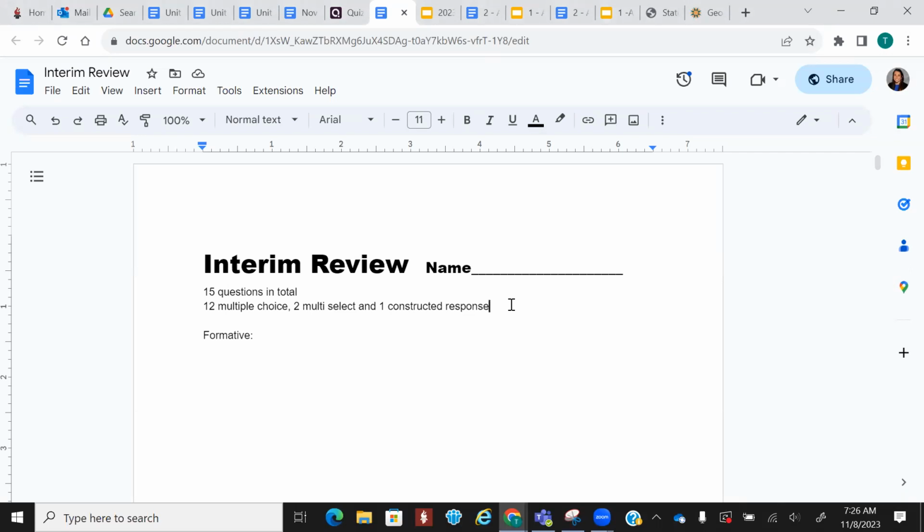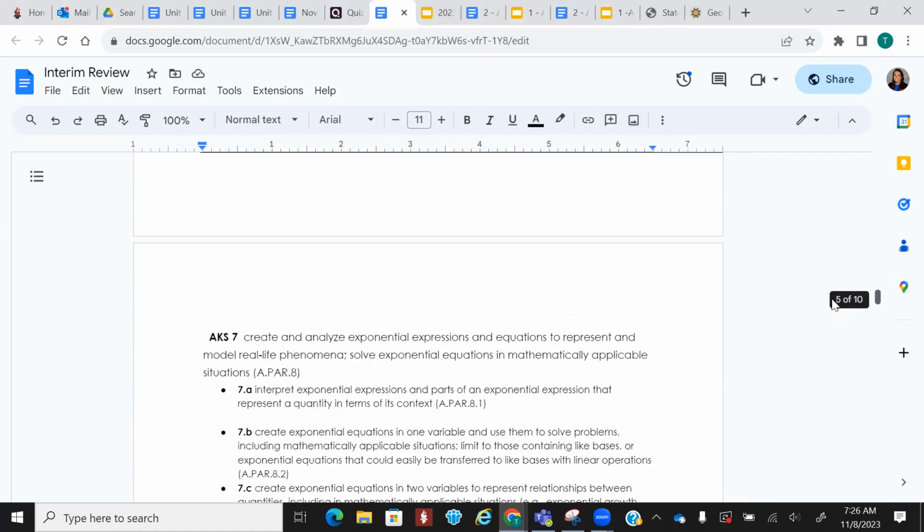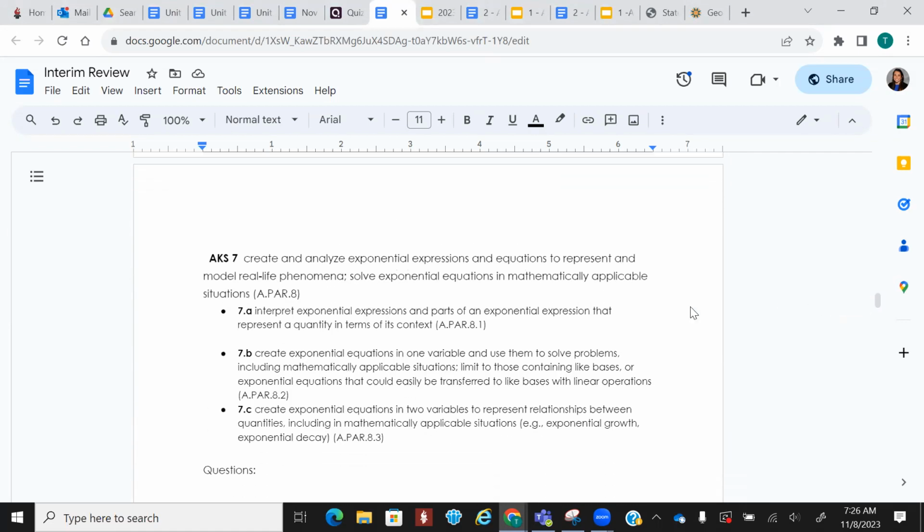Here's my best guess. On this constructed response, I'm thinking it's probably going to be write the equation of an exponential. That's what it's probably going to be, but I can't guarantee that. Now, they tell us what the AKS are, but they don't tell us anything else with it.